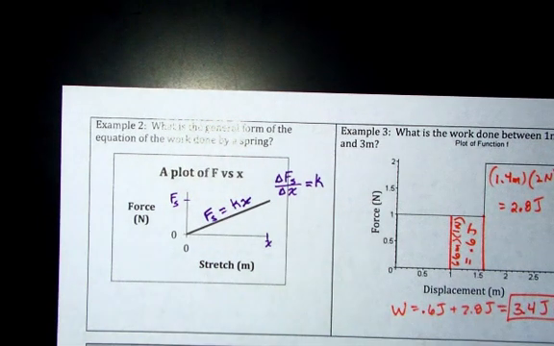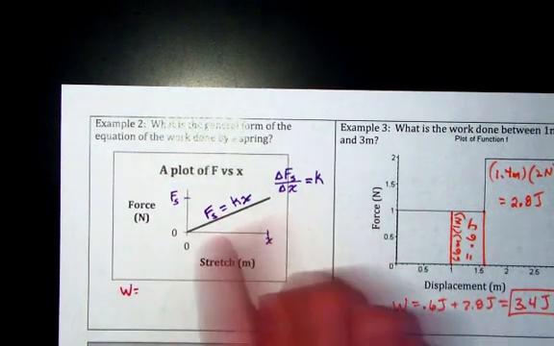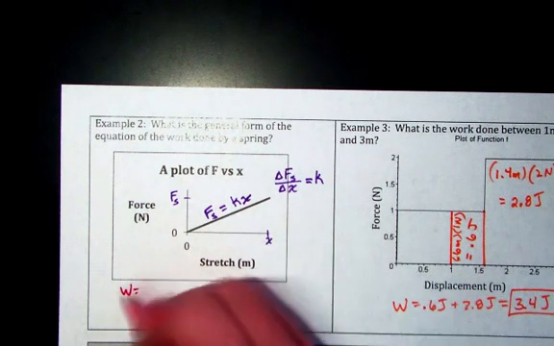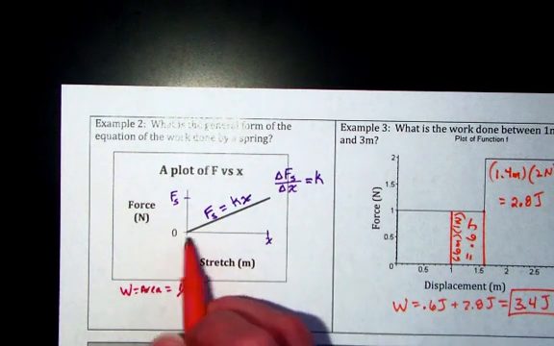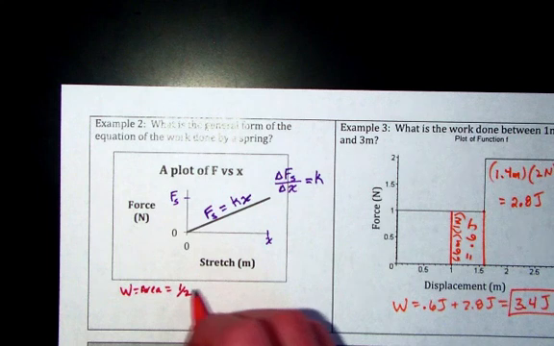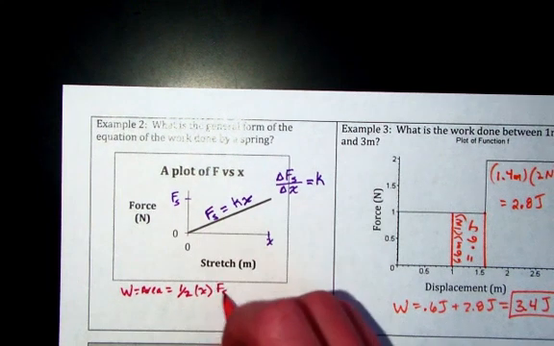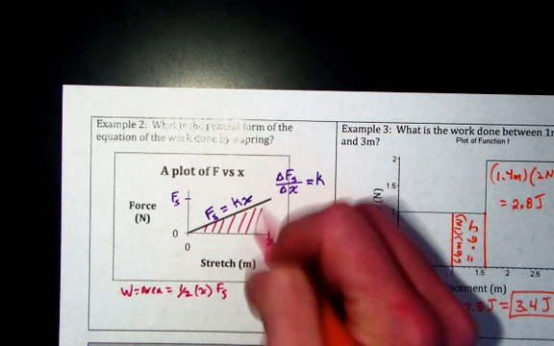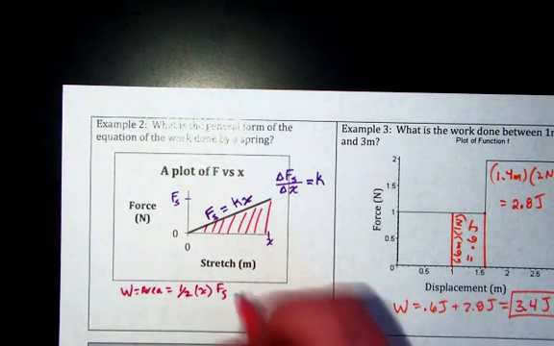Okay, so we have this. So let's take a look now at work though, right? So work is, since this is variable, remember work is the area under the curve, right? So that's going to be 1/2 the base. Well, the base is x. And the height is the spring force. Everybody okay with that? But we have an equation for the spring force.